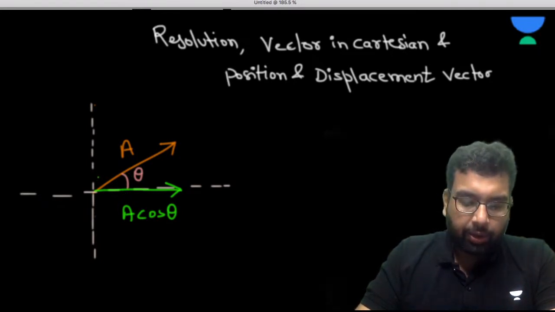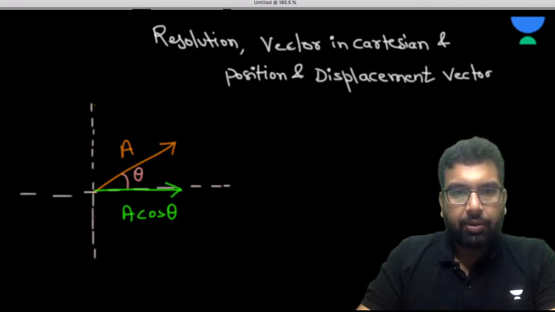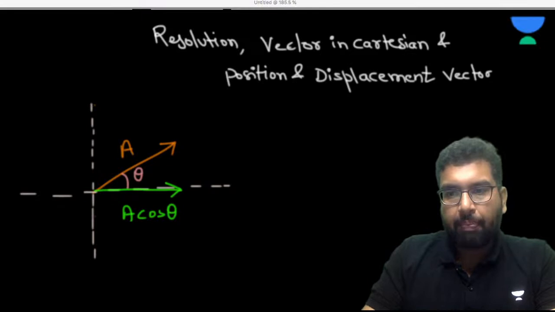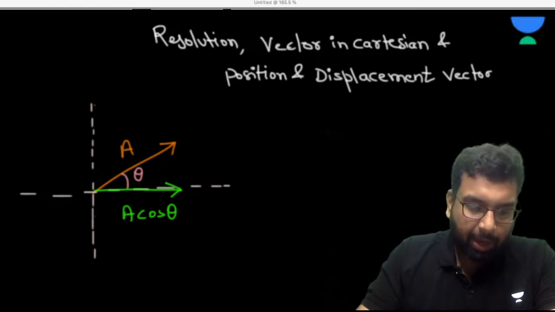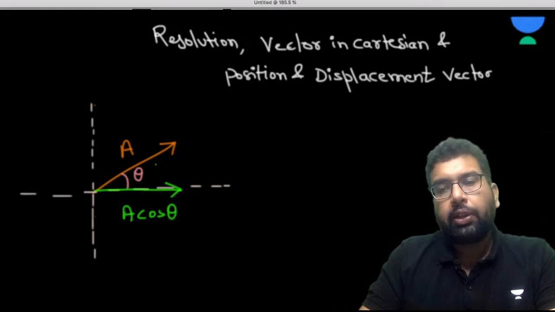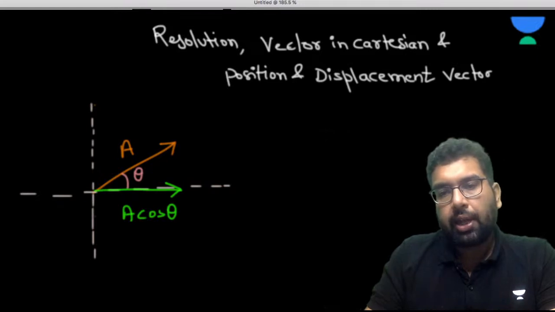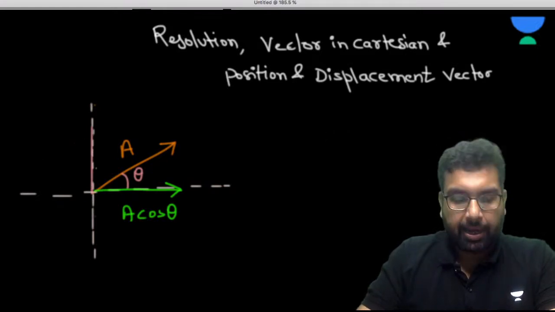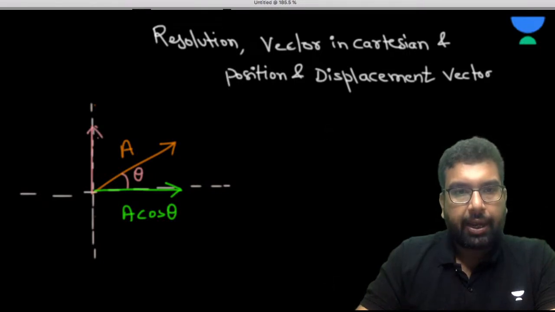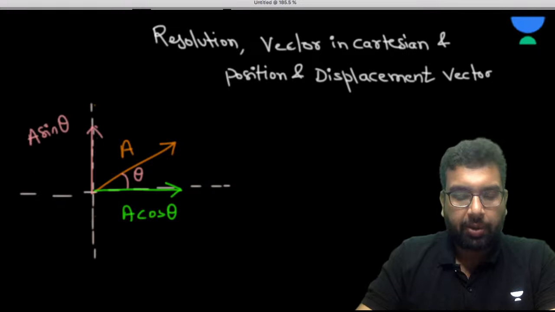You don't get into this. See, this kind of a thing happens, so you don't mind all this. Now this is a vector, this is theta. So this is A cos theta and this is going to be A sin theta. Understood, beta? This is going to be A sin theta.